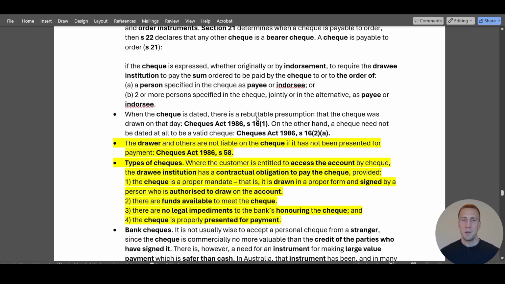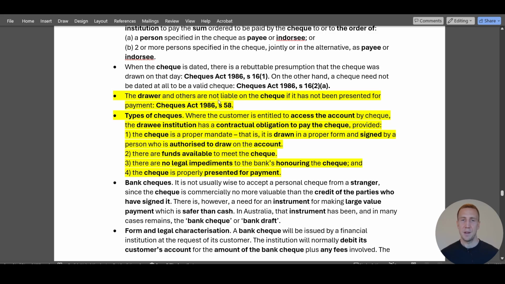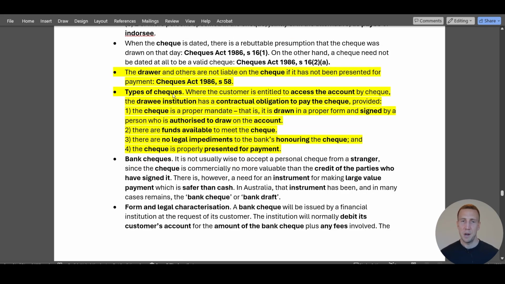When the cheque is dated, there is a rebuttable presumption that the cheque was drawn on that day. On the other hand, a cheque need not be dated at all to be a valid cheque. The drawer and others are not liable on the cheque if it has not been presented for payment. We have types of cheques.